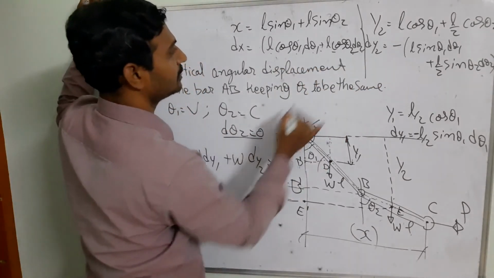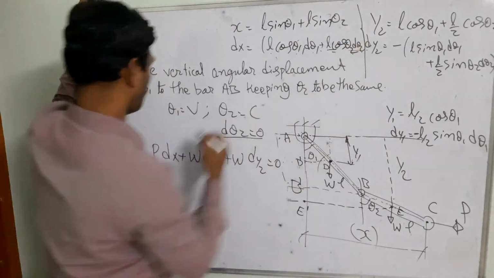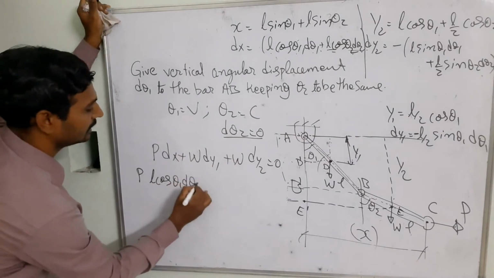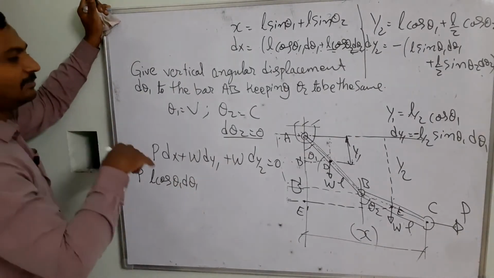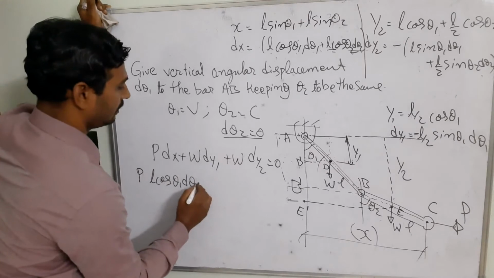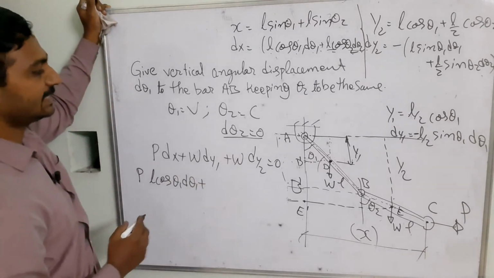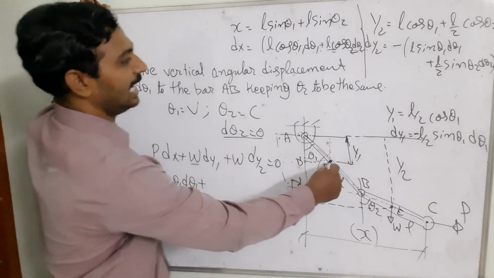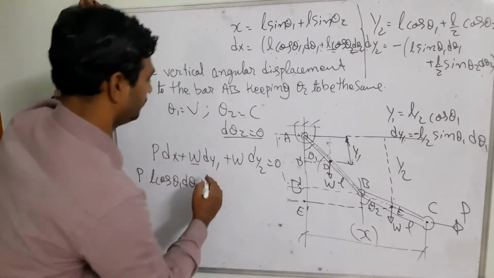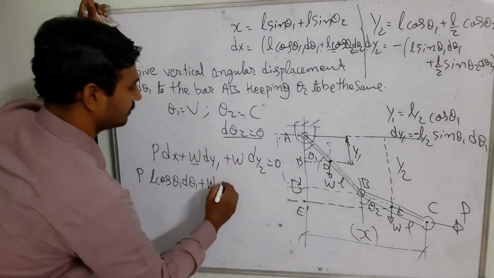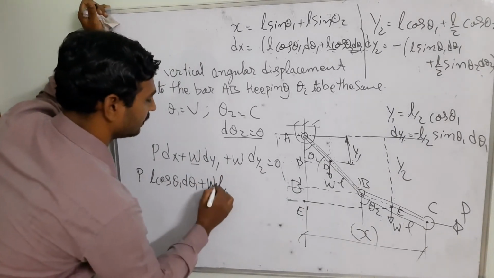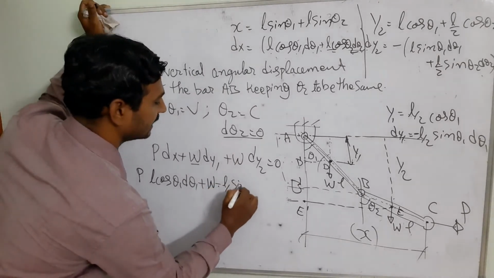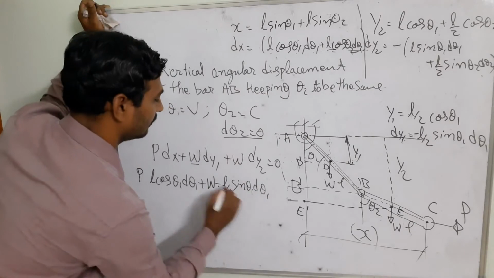When d theta 2 is going to be 0, this parameter is going to be 0, and we only get L cos theta 1 d theta 1. Similarly, in this case W is the self weight of the AB bar. So dy1 is W into L by 2 times minus sin theta 1 d theta 1, so we get minus of L by 2 sin theta 1 d theta 1.